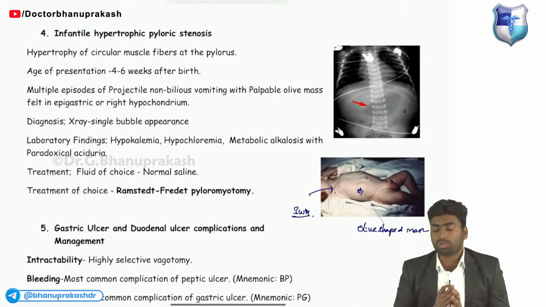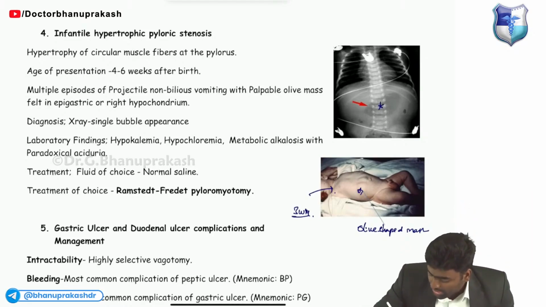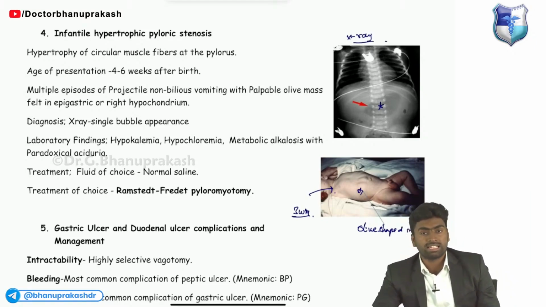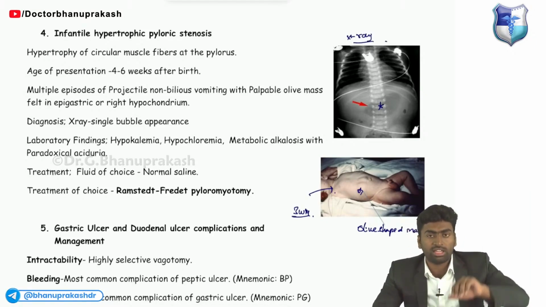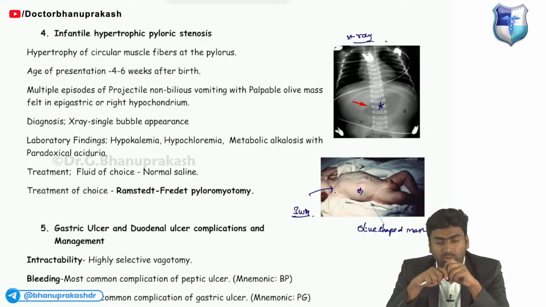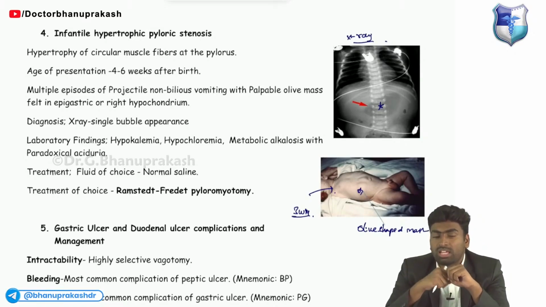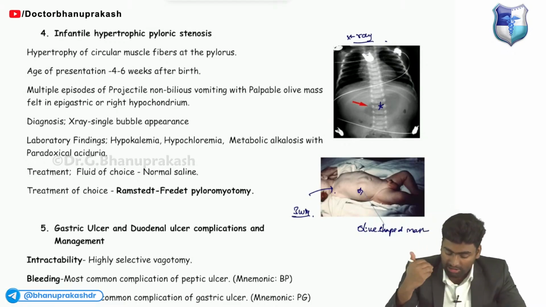And now, if you are able to do this analysis, you will be able to see the single bubble appearance on X-ray. Given that the child is 21 days old, or 3 to 4 weeks of age, along with the features of projectile vomiting with multiple episodes and an olive-shaped mass, this will be suggestive of hypertrophic infantile pyloric stenosis. It will be non-bilious vomiting.